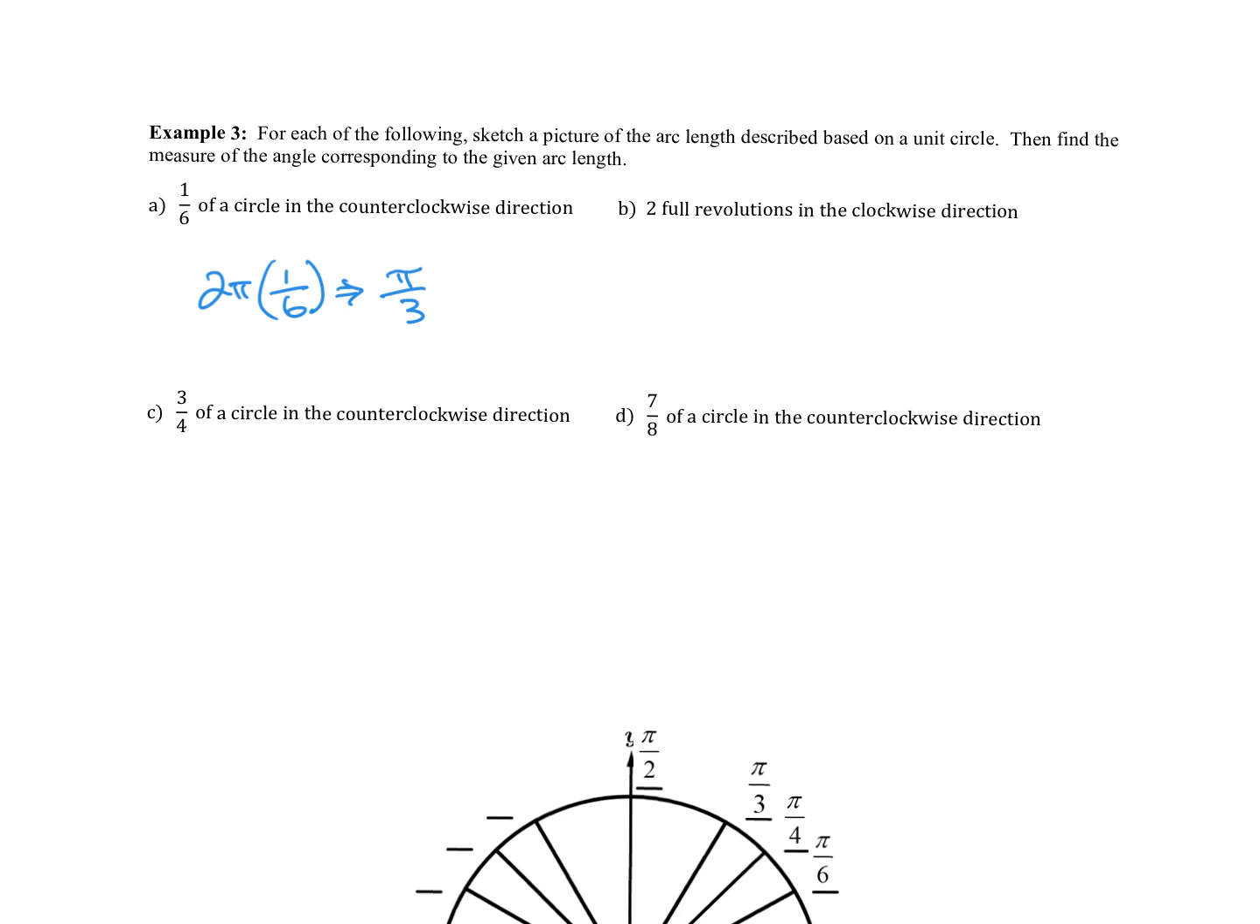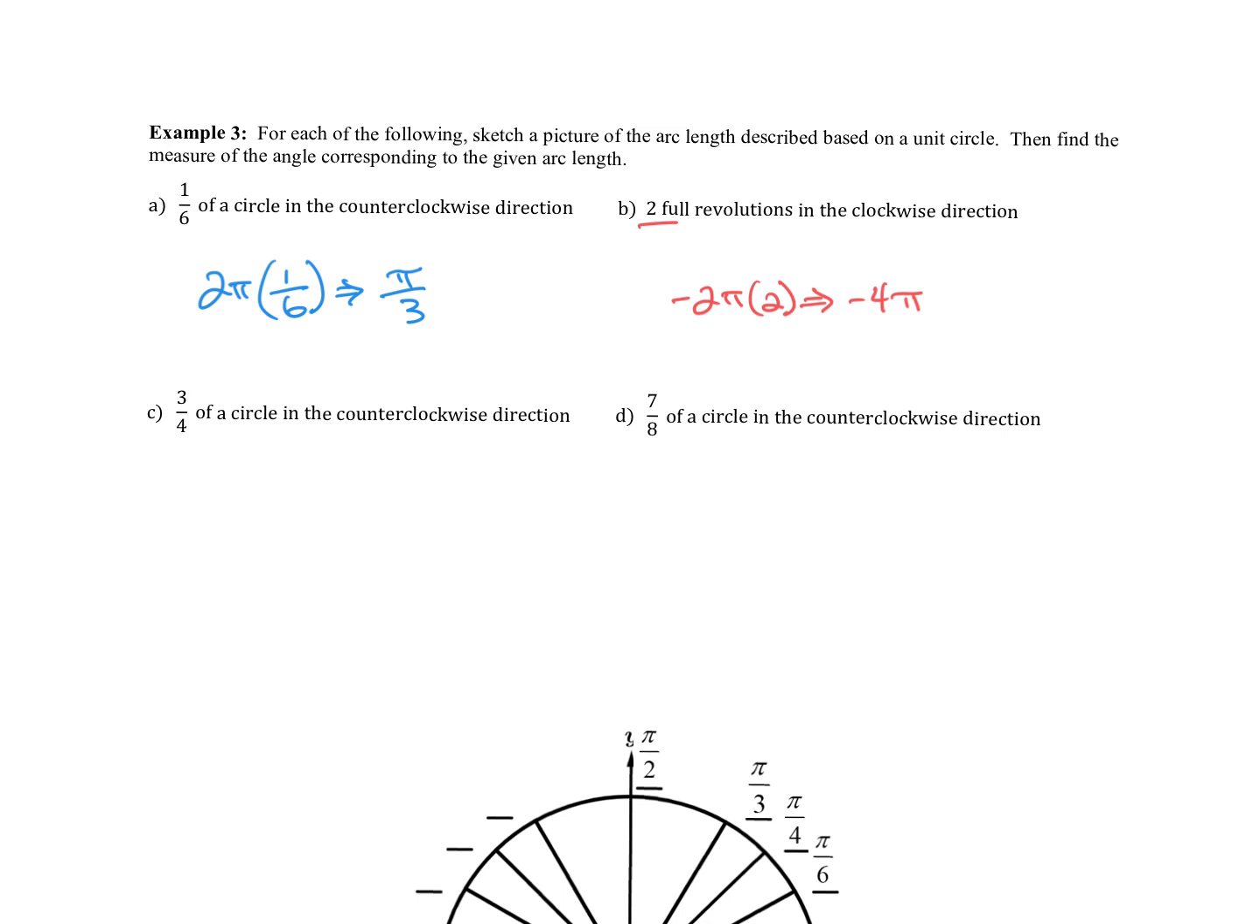Let's go to part B now. It says 2 full revolutions in the clockwise direction. If I'm going clockwise, my angle is negative. One way around going backwards would be negative 2 pi, but there are 2 of them now. So my angle theta in this one is negative 4 pi. All right, cool.